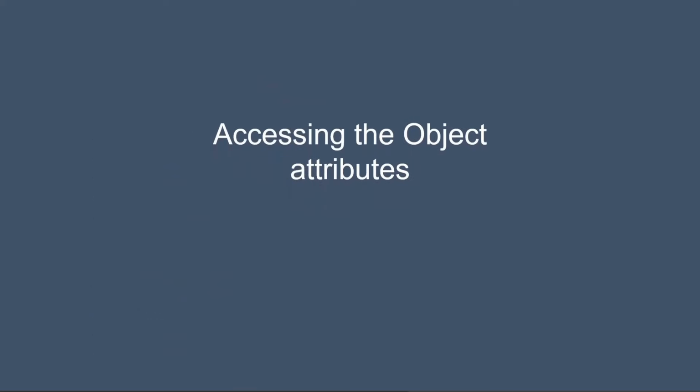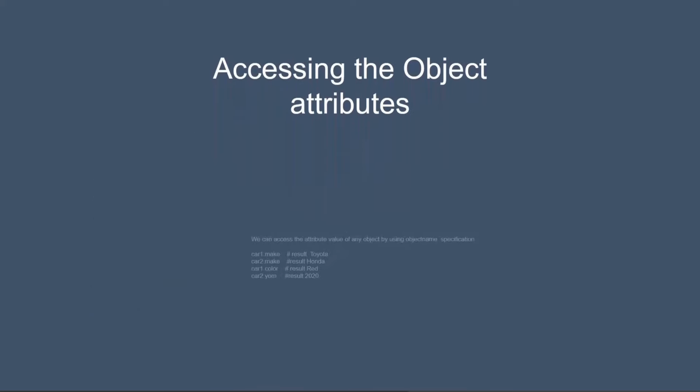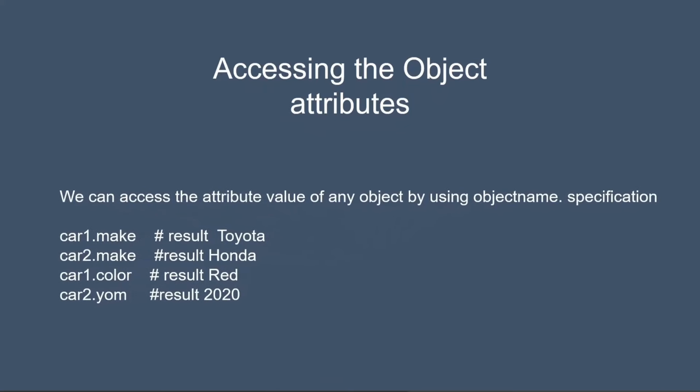We can access the attribute value of any object by using object name.specification. For example, if we want to view the make of object car1, then we can access the value like this. car1.make, and the result will be Toyota. And if we want to see the value of car2 object color, then we can access by using car2.color attribute. You can access any object specification by using this method.